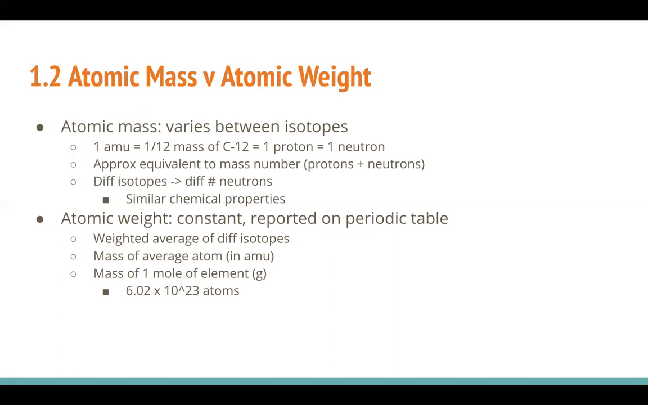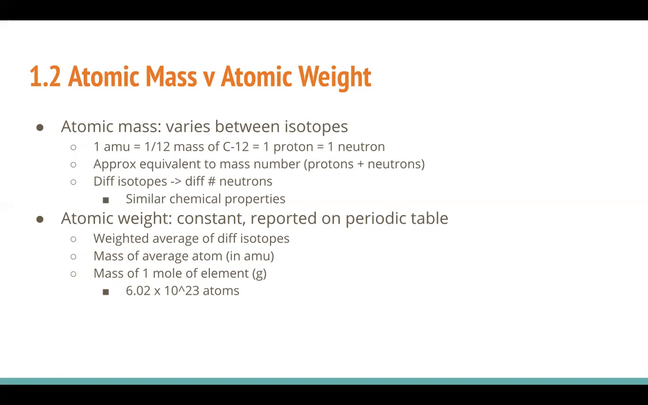The atomic mass and the atomic weight are similar concepts, but they do have some important differences that are really important to remember for the MCAT, because the MCAT can sometimes try to trip you up about this. The atomic mass is basically the number of protons plus the number of neutrons.